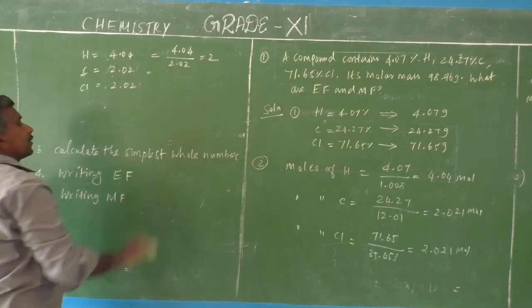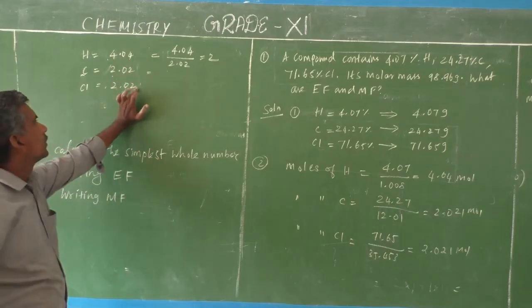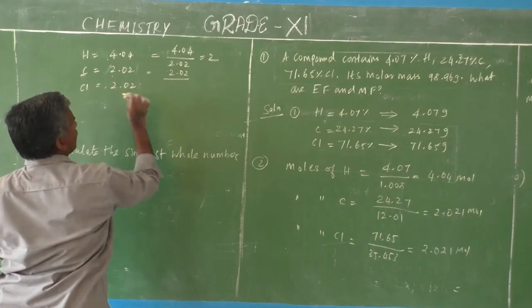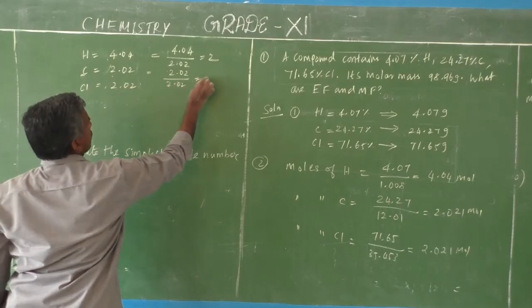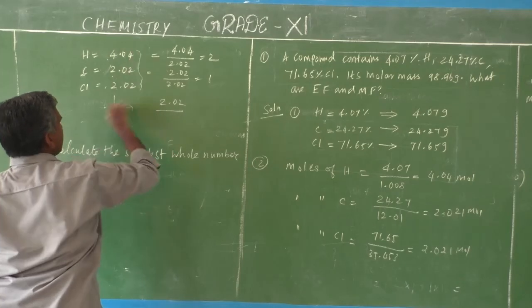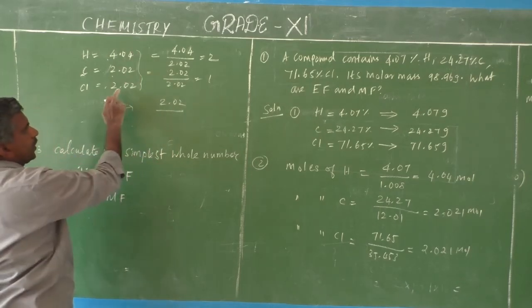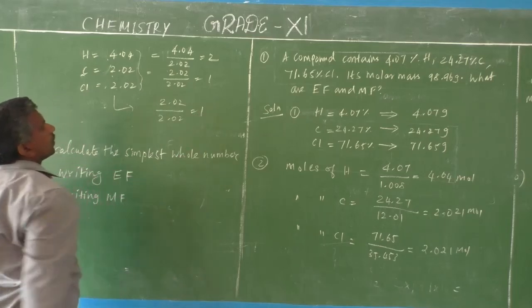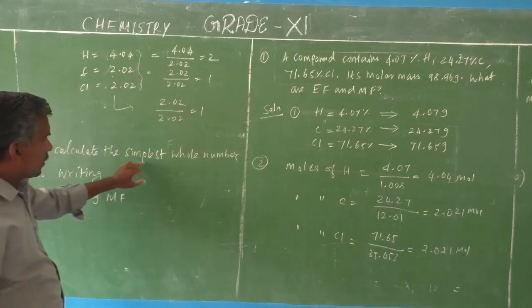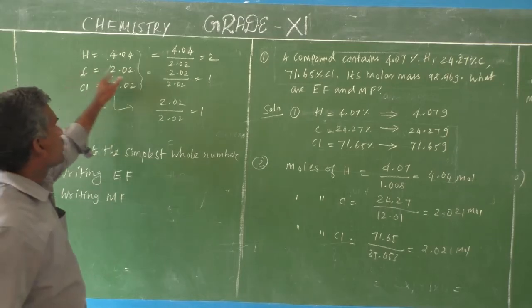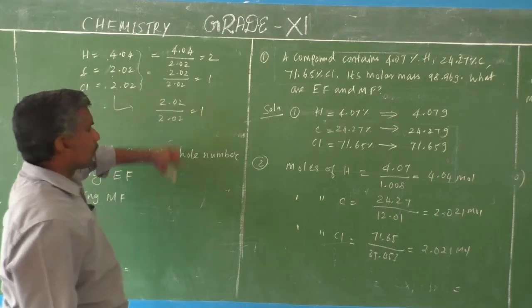Divide by the smallest number, 2.02. Carbon 2.02 divided by 2.02 is 1. Chlorine divided by 2.02 is 1. That is how we calculate the simplest whole number. The simplest whole number ratio is hydrogen 2, carbon 1, chlorine 1.